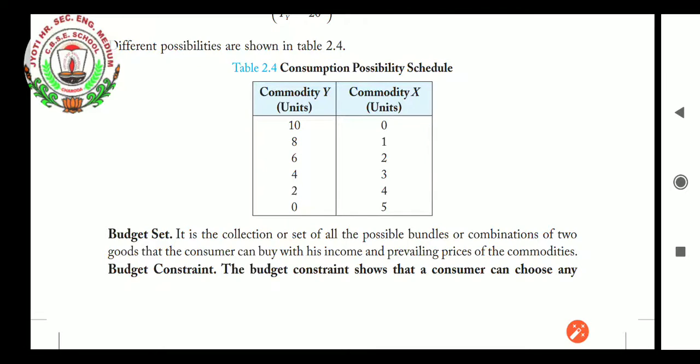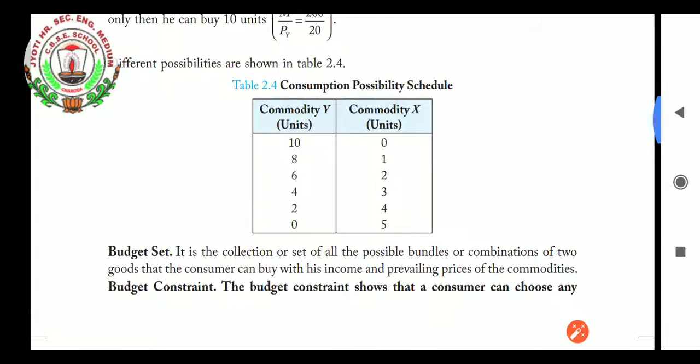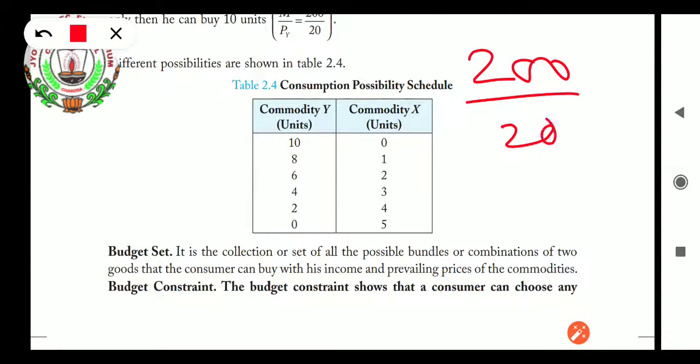If we are paying for commodity Y 10 units, then commodity X definitely we cannot get. How is commodity Y 10 units? Now I just did and showed to you. If the consumer is ready to pay the whole 200 rupees for commodity Y, then the cost of commodity Y, how much was it? That was 20. So 200 total income upon 20, how much quantity can the consumer get? 10 units. And so if he is paying only for commodity Y 10 units, then definitely commodity X will be 0. He cannot purchase any more of commodity X.